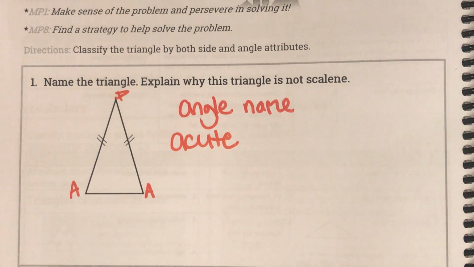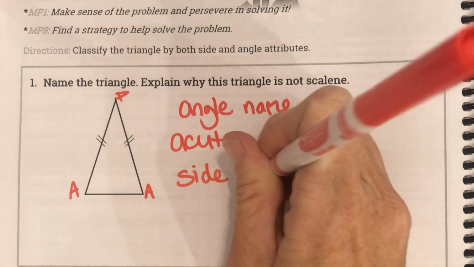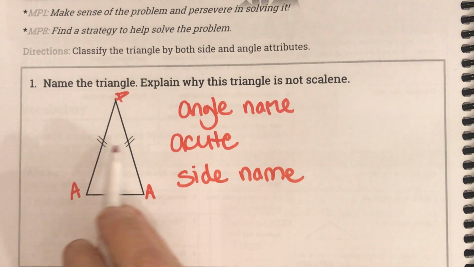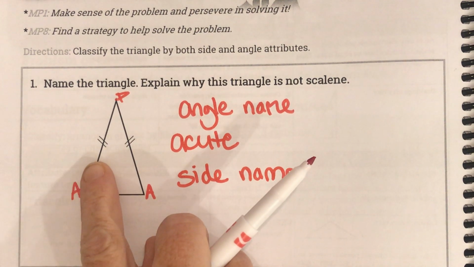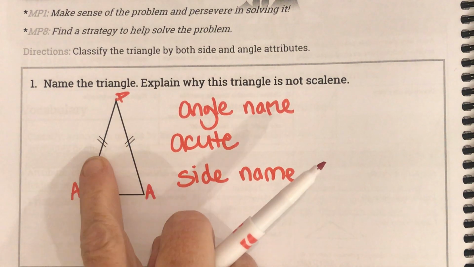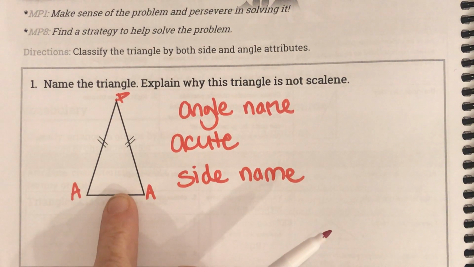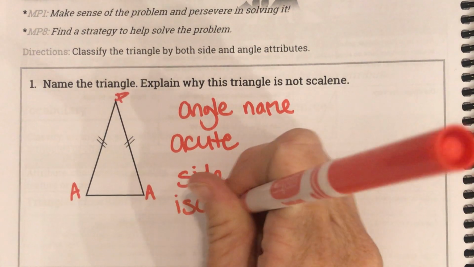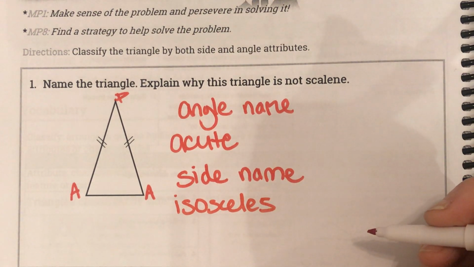Okay, then every triangle also has a side name. And it's based on how many sides are equal. So these two dashes are telling me that these two are equal, or sometimes we use the word congruent in math. Congruent means same. So these two sides are congruent and this one is different. Well, that is an isosceles. So this would be an acute isosceles triangle.